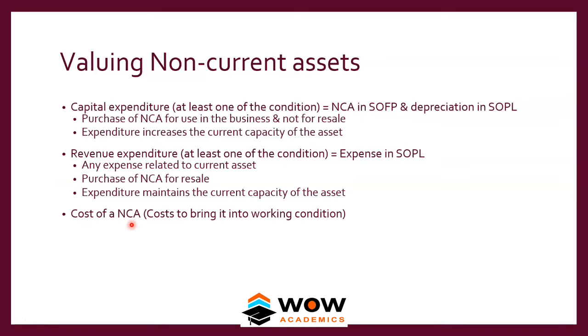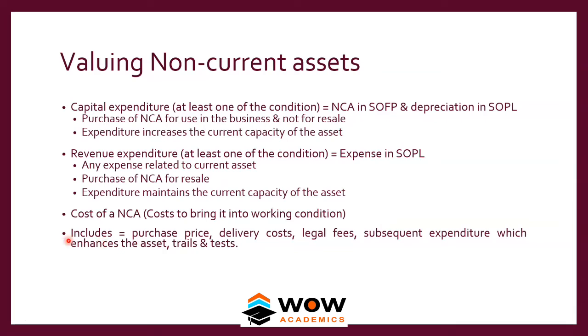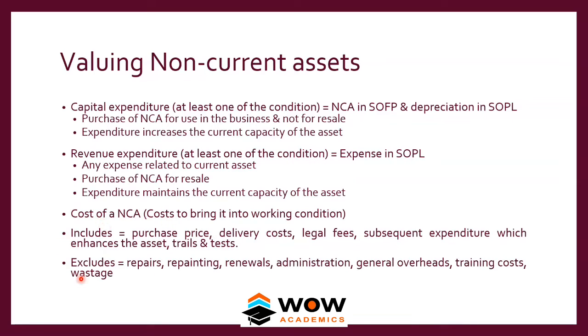The cost of an NCA. So how do you value it? Cost of bringing it into working condition, which should include the purchase price, delivery cost, legal fees, subsequent expenditure which enhances the asset, and trials and tests. All these costs should be included in the NCA. We should not include repair, repainting, renewal, administration, general overhead, training cost and wastage. These things should not be included.